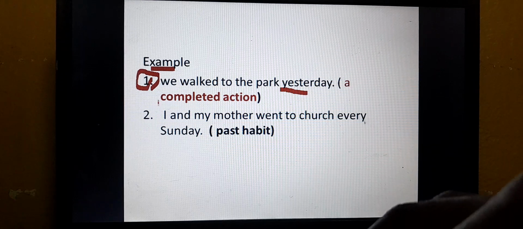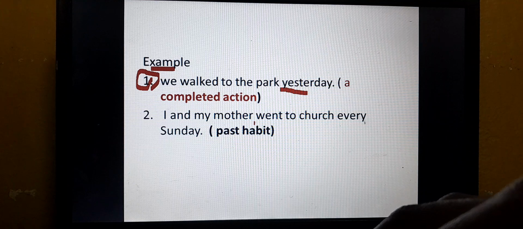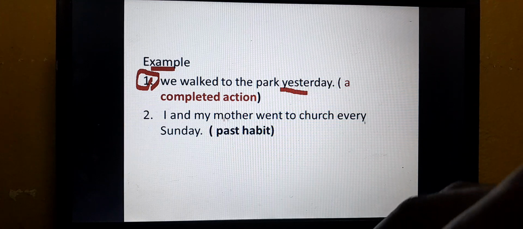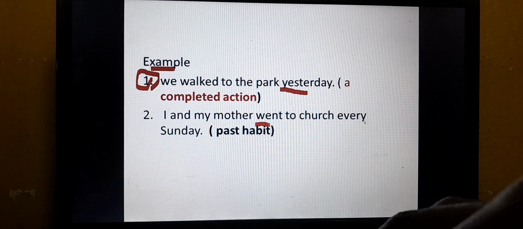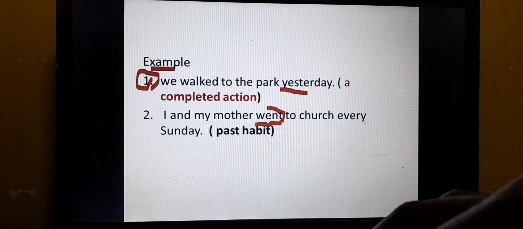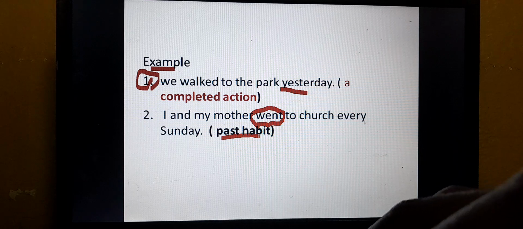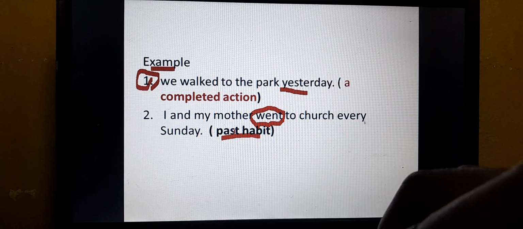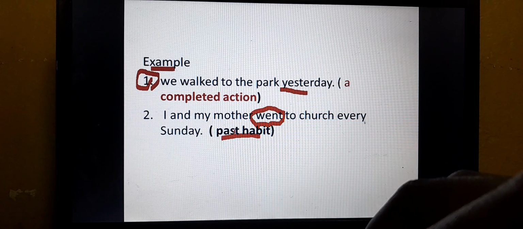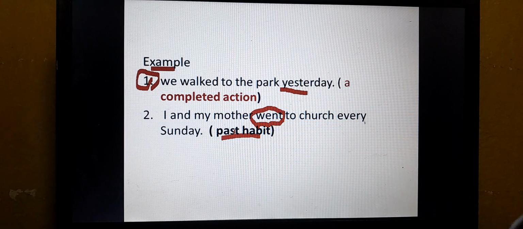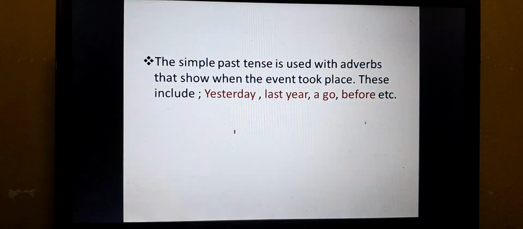Like this one. I and my mother went to church every Sunday. This is past, okay? This is past, and it is a past habit. I and my mother went to church every Sunday. So this is an idea related to simple past, okay?